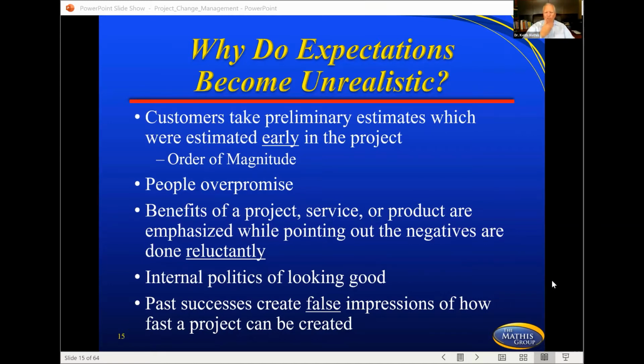Past successes create false impressions of how fast a project can be created. And so let's talk about this last one for a moment. Many of you have been in project management for years, and nothing wrong with that. That's good. You bring all this expertise. Many of you also have been fully staffed in project management when you have had some major successes in running projects. And so what has happened is that sometimes the success of the past hurts us right now.